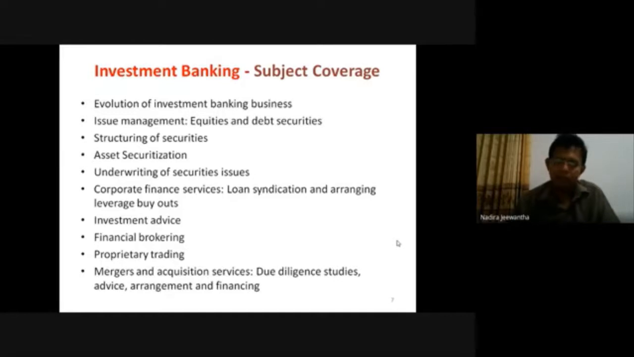Now the structuring of securities is very similar. How do you decide the debenture? What are the requirements you need to comply with? What are the documents you need to raise? What is the price? If it is a debenture, what price? I'm sorry, the coupon interest rate. If it is a share issue, what's the price? You decide.